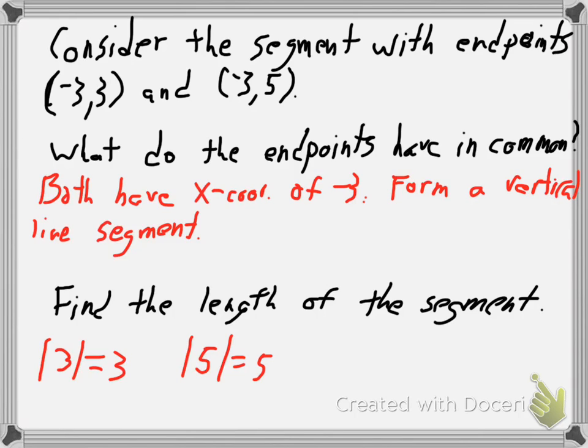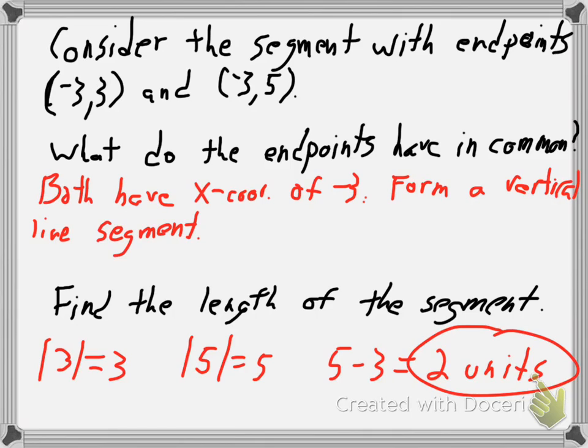Which makes me think: if my original numbers were both the same sign, should I be adding or subtracting once I find the absolute value? Well, if they're both on the same side of 0, so they have the same sign, I need to subtract. So I subtract 5 minus 3, which is 2, and the length of my line segment is 2 units.